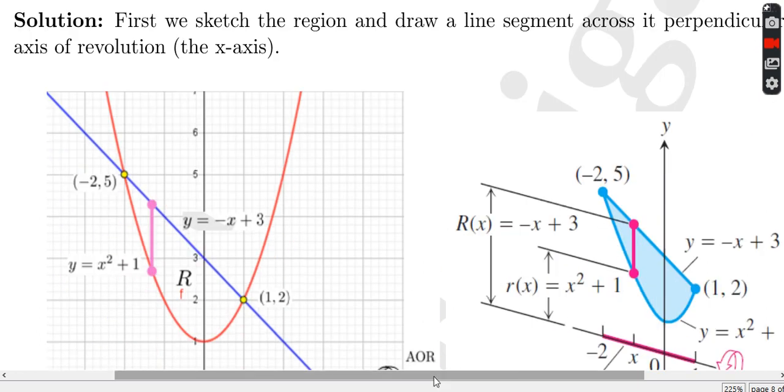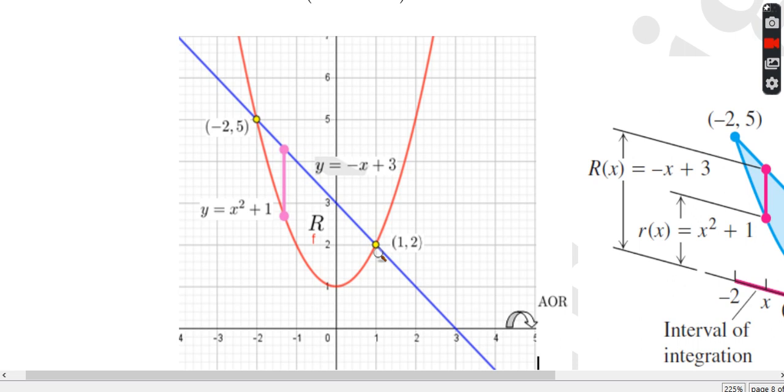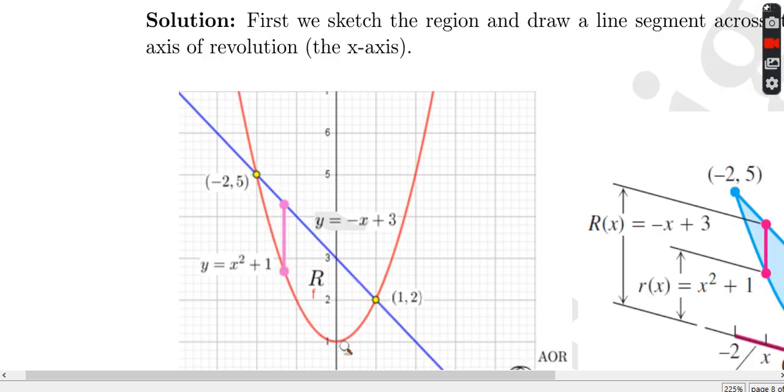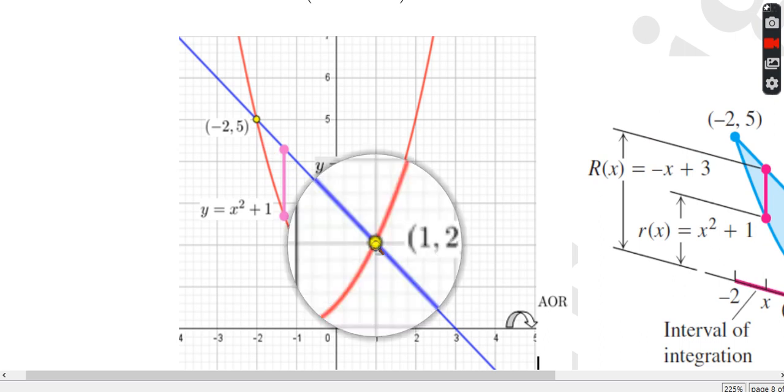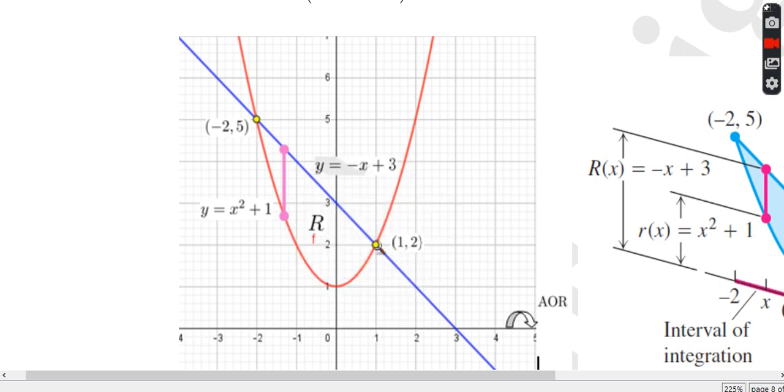Okay, so to sketch the graph, this is the graph of our functions. The parabola y equals x squared plus 1 opens upward. The vertex is at (0, 1). The blue line is our graph of y equals negative x plus 3. The parabola and the line intersect at (-2, 5) and at (1, 2). You can compute the points of intersection using either the elimination method or the substitution method.